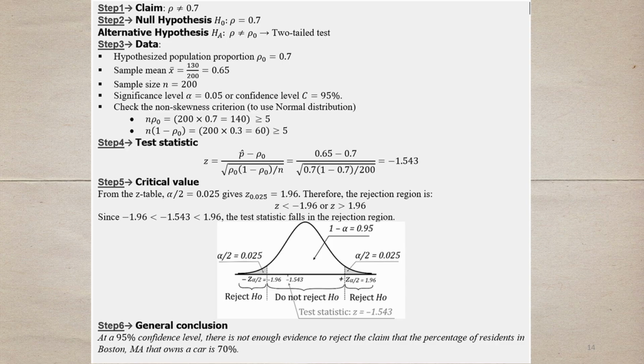Step 4. Calculate the test statistic. Step 5. Get the critical value from the z-table or from Microsoft Excel. Since the test statistic z is equal to -1.543, which is greater than the critical value of -1.96, the test statistic does not fall in the rejection region. Step 6. Make a concluding statement. At a 95% confidence level, there is not enough evidence to reject the claim that the percentage of residents in Boston, MA that own a car is 70%.